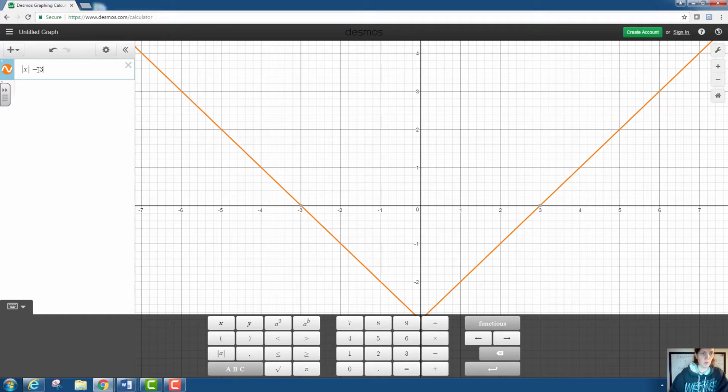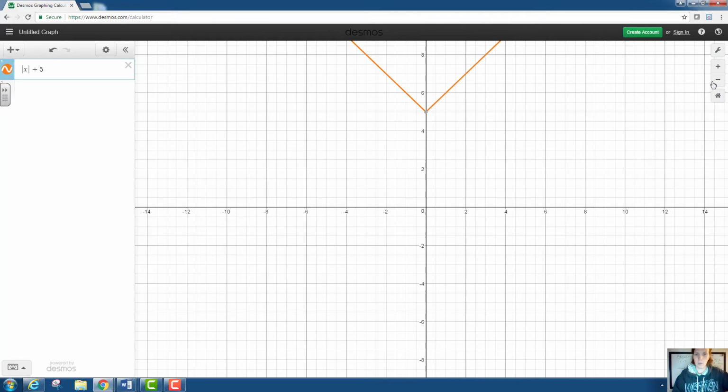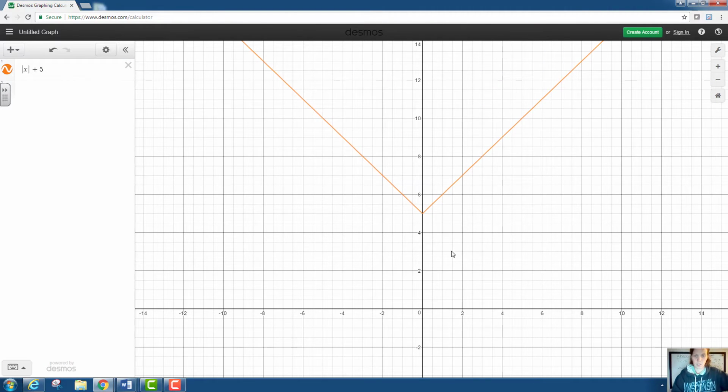I'm going to jump to the last example we did, the plus 5 one. Notice how it goes up 5. So notice how it doesn't cross the x-axis. So we had gotten no solution, and that's why, because we don't cross the x-axis at all. There's nowhere where, if y is 0, that we're going to get an x.